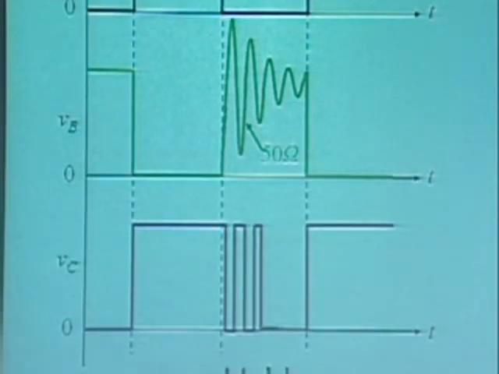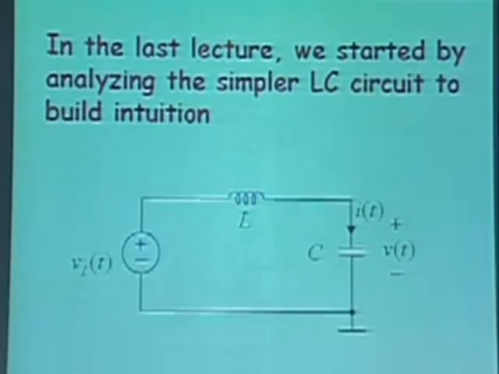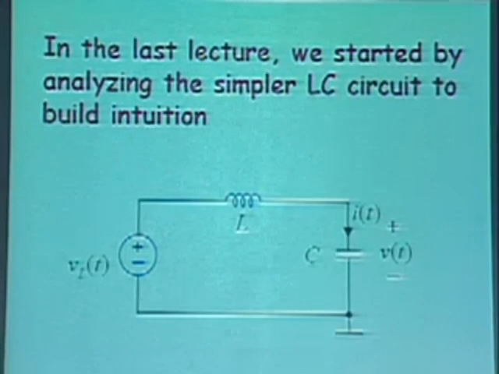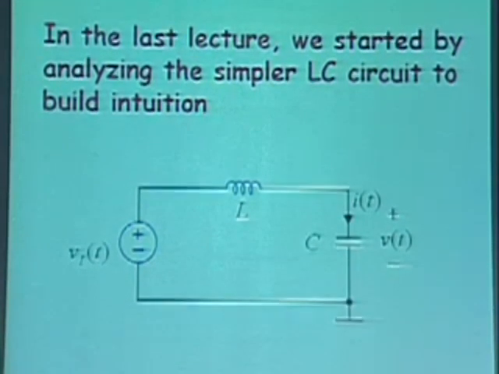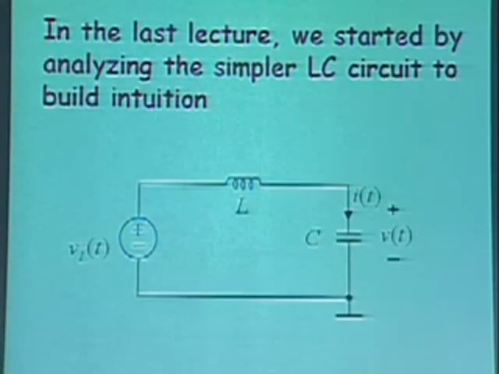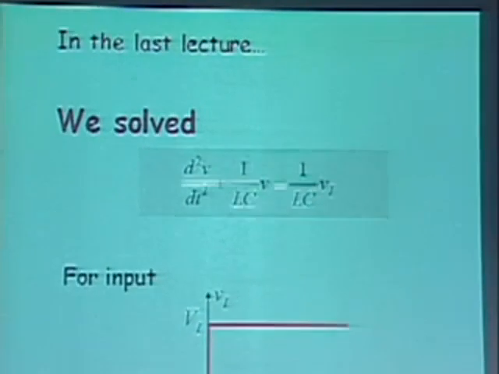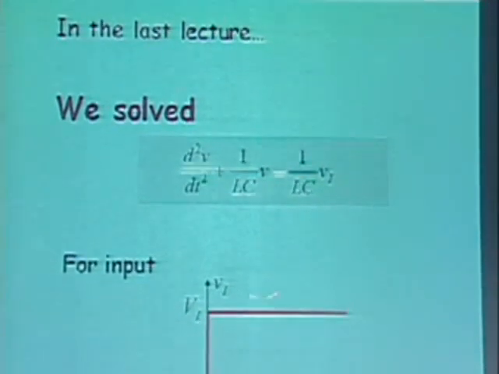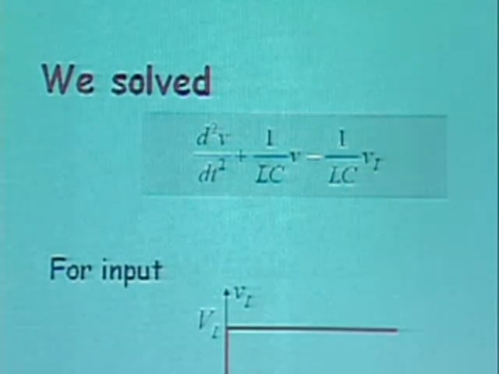Okay, so that was kind of strange. In the last lecture, we said, let's take this one step at a time. Let's not jump into an RLC circuit. Let's go step by step. Let's start with an LC circuit and understand the behavior. So we started off with an LC circuit of this sort, and using the node equation, we showed that this was the equation that governed the behavior of this circuit.